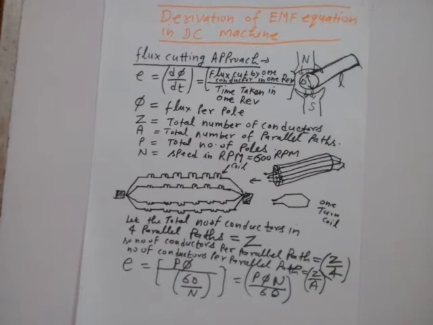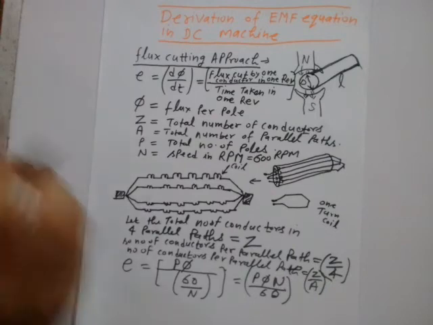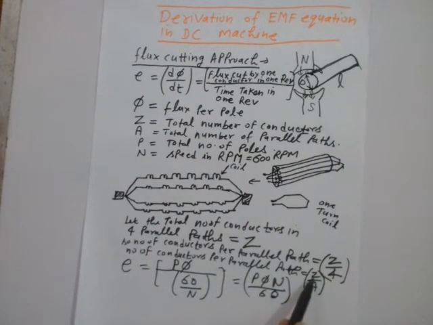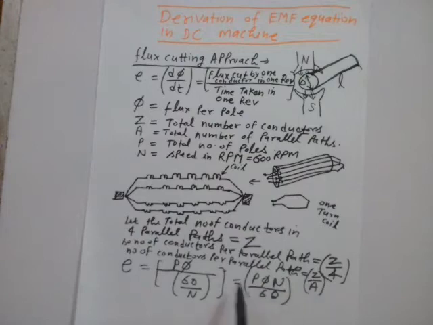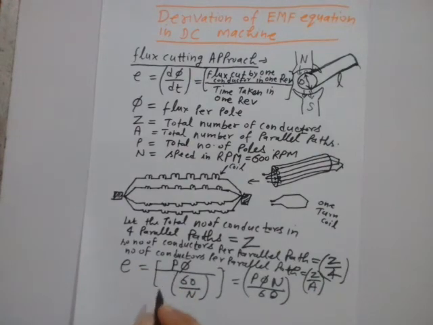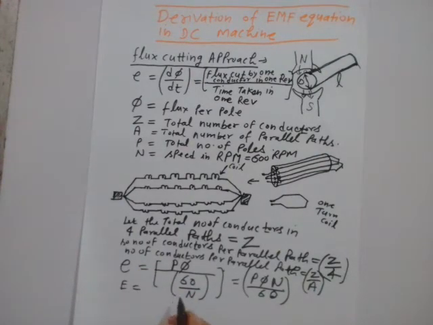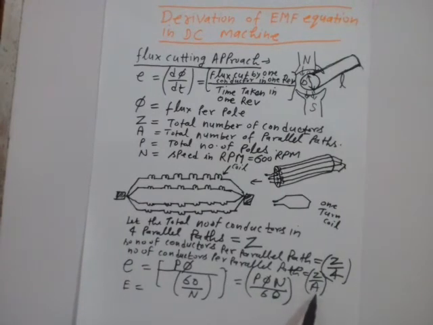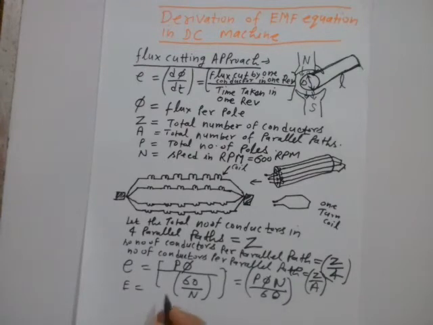One last step. How many conductors are there in one parallel path? Z by A. So this is the induced EMF by one conductor, that is P phi n by 60. So what is the total induced EMF by Z by A conductors? What will be the total induced EMF? Definitely you should multiply the number of conductors by the induced EMF by one conductor, right?